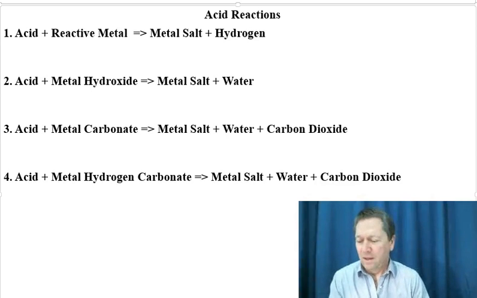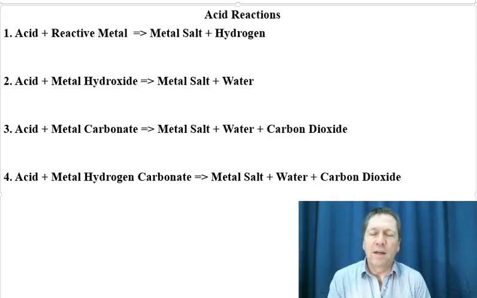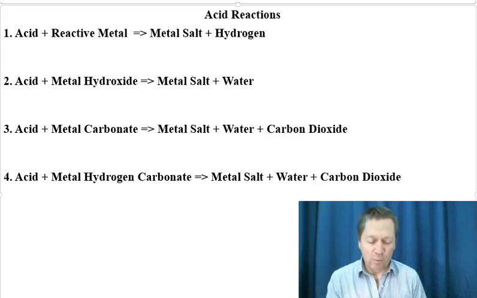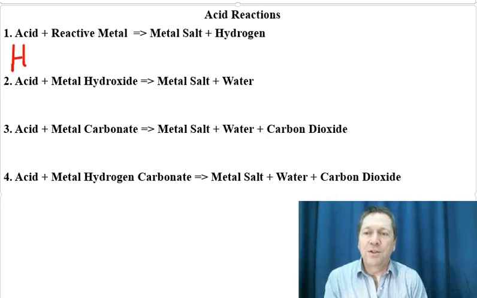Good morning, everyone. At the moment, I want to look at some acid reactions, and there are about 4 that you need to know how they work, and I want to work through them one at a time here. The first one is an acid plus a reactive metal. I'm thinking HCl is the acid, plus a reactive metal, maybe sodium. And that's going to give you a metal salt plus hydrogen.